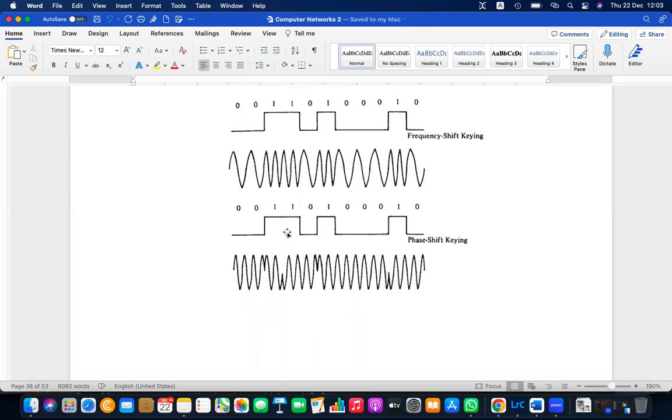If there is another 1, the direction changes. Direction change 2 times means 2 ones. Direction change 1 time means 1 one. So that is the PSK. That is much more popular in the digital world.